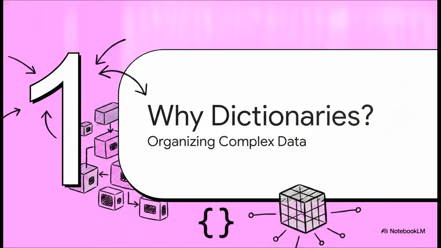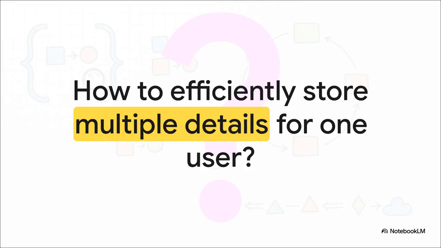All right, Section 1. Why use Python dictionaries in the first place? Picture this. You need to store details for a single user, right? You've got their name, their age, and their city. Now sure, you could store these as three completely separate variables. You know, name equals Hamza, age equals 25, city equals Karachi. But what happens when you get a second user? Or, I don't know, 100 users? Suddenly, you're drowning in hundreds of totally disconnected variables. It's an absolute nightmare to manage.